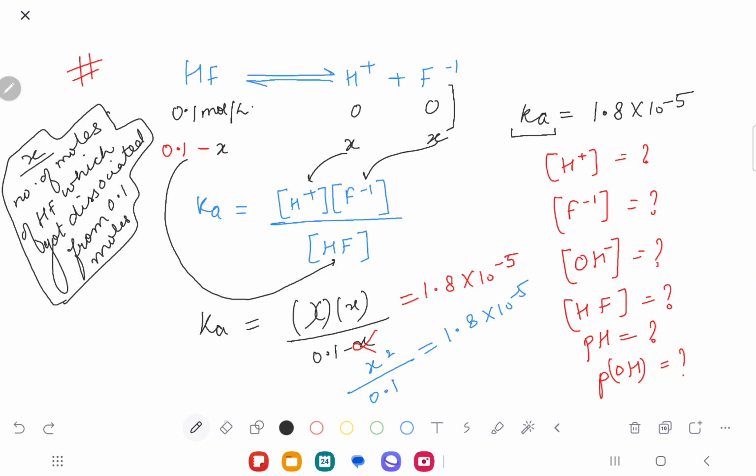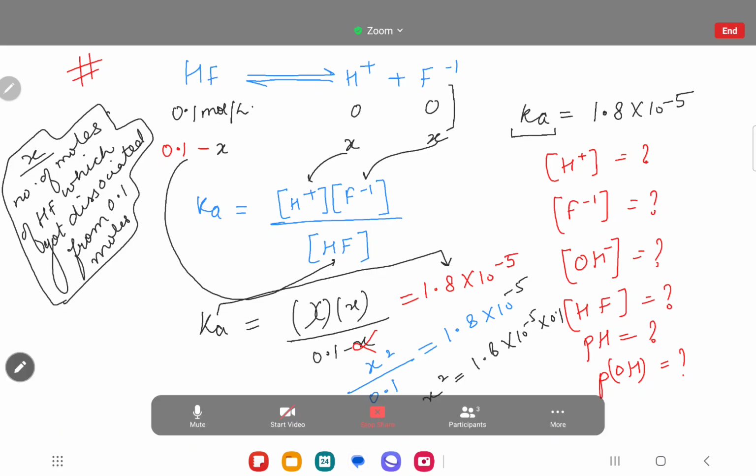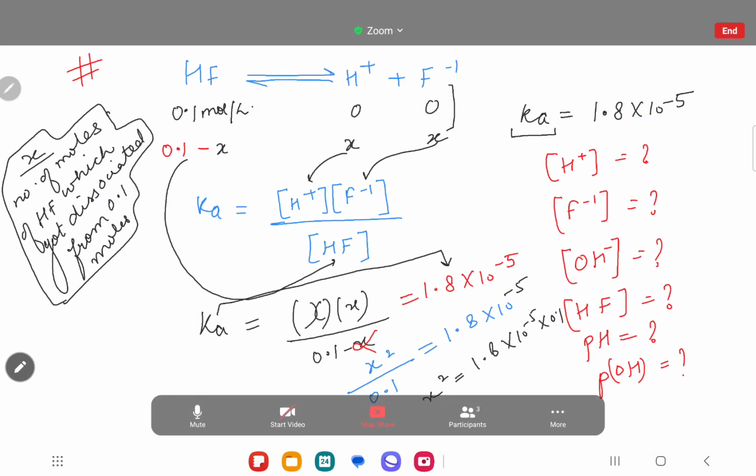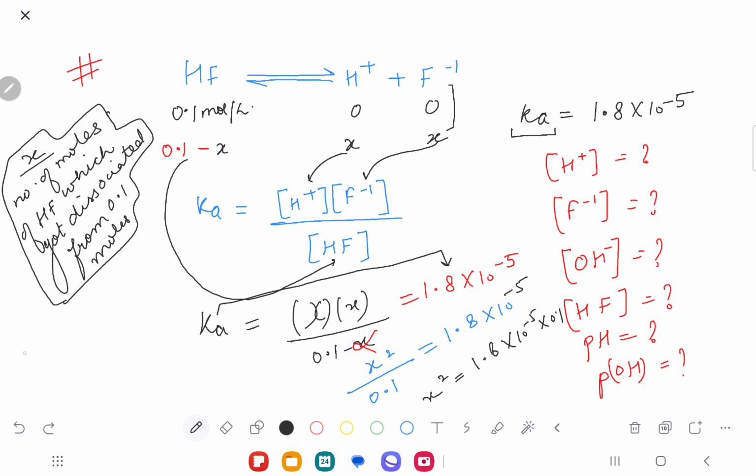Are you understanding the concept? And now, how easy do you think? Because Ka value was given to me, so I have just substituted the value. So don't you think X square shall become 1.8 into 10 raised to the minus 5 into 0.1? Understood or not? And if I solve this, I get 1.8 into 10 raised to the power minus 6 under root. So I will have 10 raised to the power minus 3 into under root of 1.8.